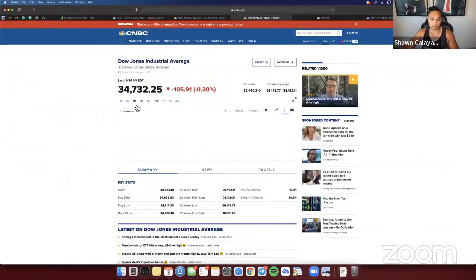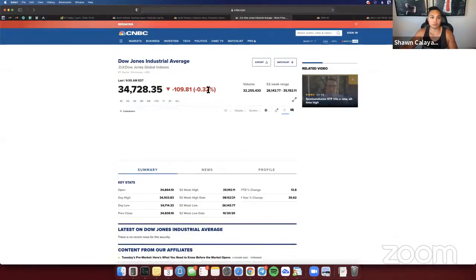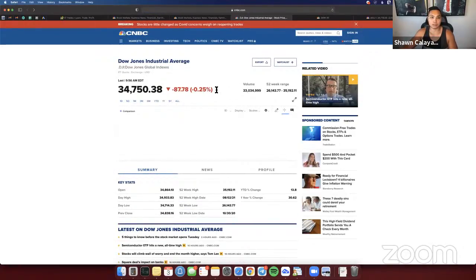Looking at the fundamentals as well, I mentioned that in order for me to have my bias change to a sell, this needs to be negative 100 or positive 100. You can see earlier it was negative 100. Now it's only negative 87. We want it to stay below 100 points for that confirmation of the sell.